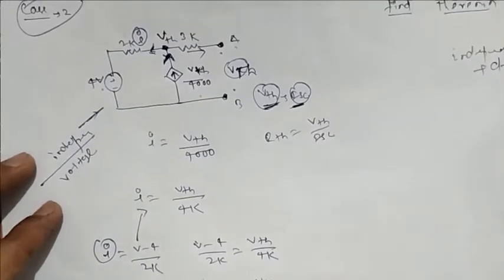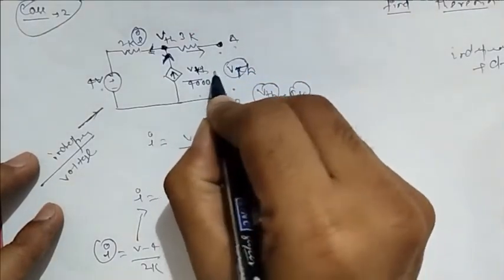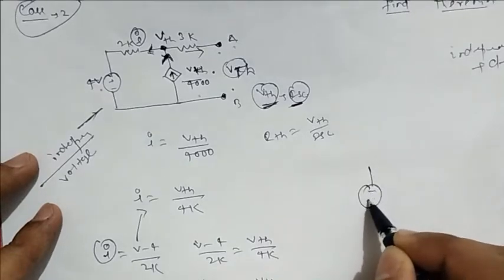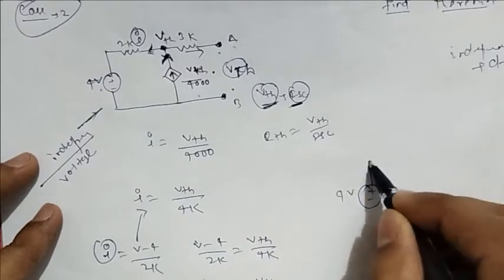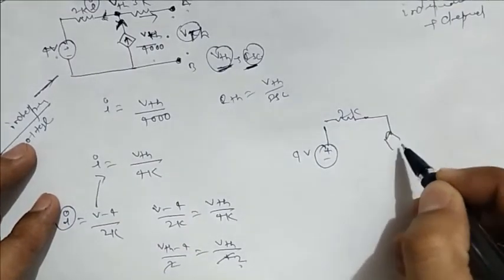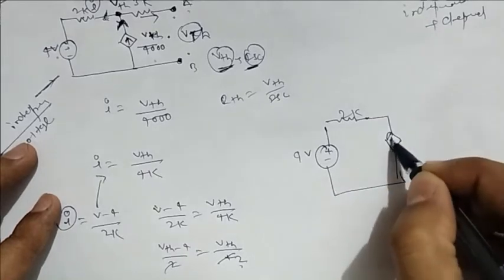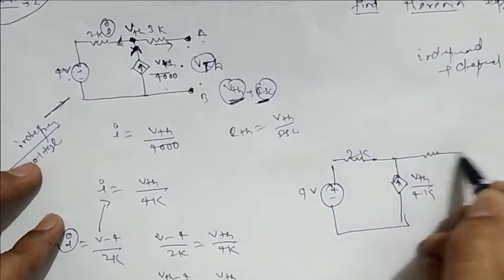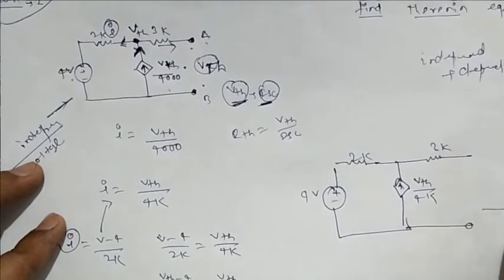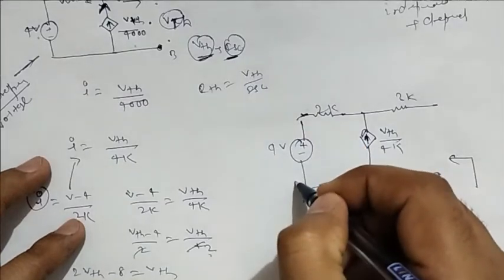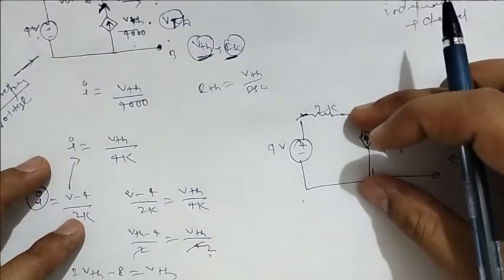Now how to calculate RTH? We cannot calculate the RTH directly. Why can we not calculate it? The initial circuit was this one: 4 volt, this is 2K, here it was VTH by 4K, and this is 3K. We can short circuit this one, but what will we do with this dependent source? Even if I short circuit this one, we cannot determine the resistance across it.